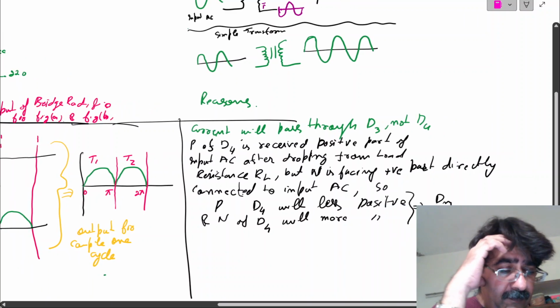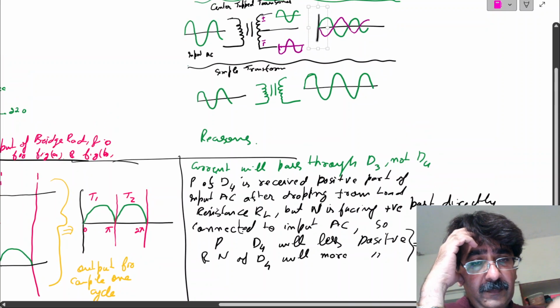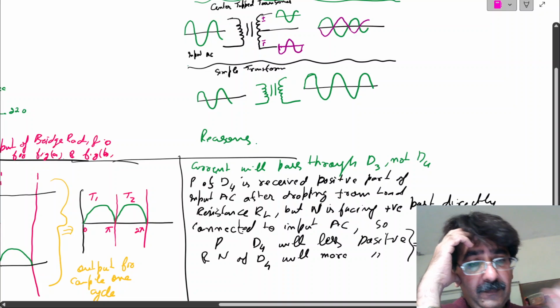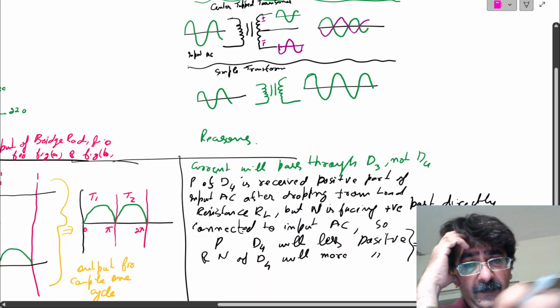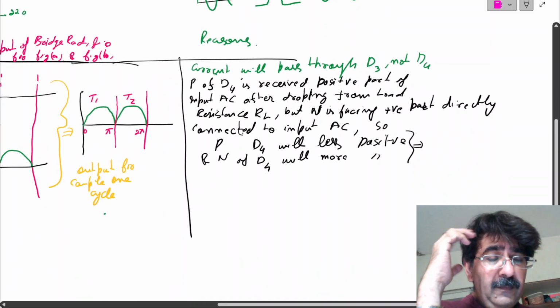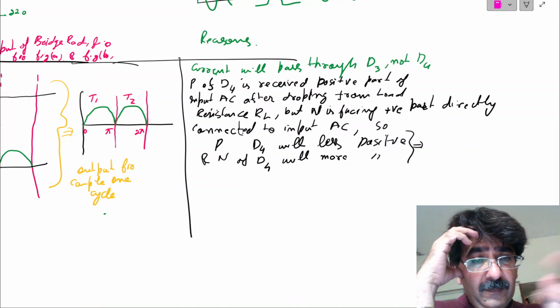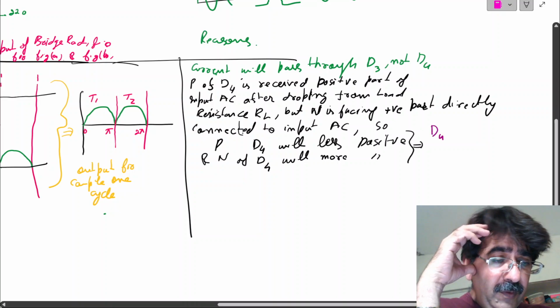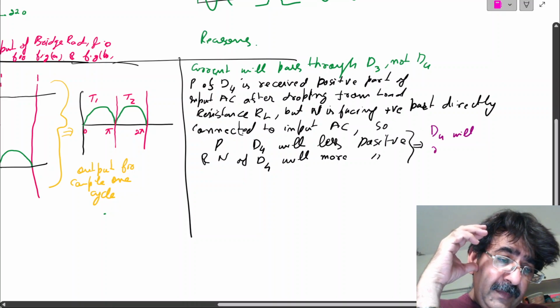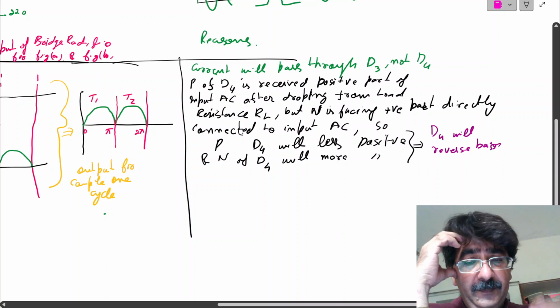Now we will move toward time T2. What will be the output? D4 will behave like a reverse bias and an open circuit. No current will pass through D4, but it will pass through D3, which behaves like a short circuit.